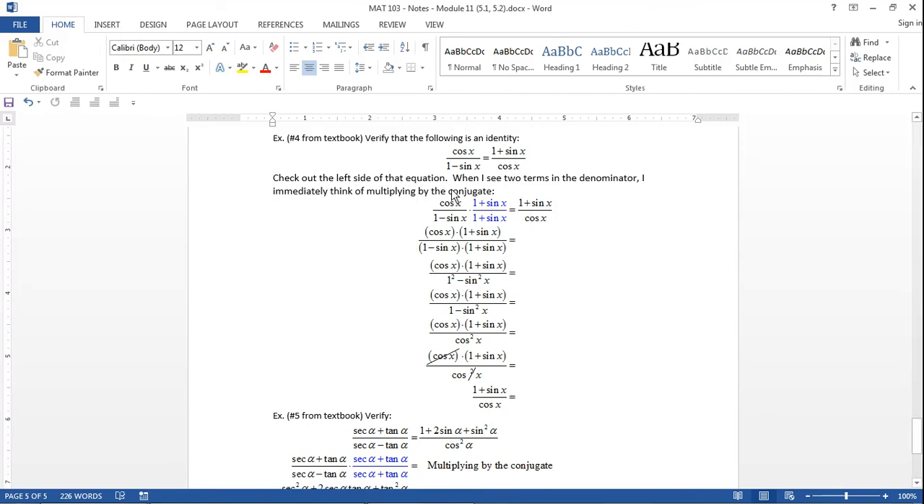So when I've played with this thing and I've gotten the left side to look like the right side, I've just verified this identity is true. I took other things, other rules that I knew were true. I rewrote one side using those rules until I made that side look like the other side. And that was it. Now this may look like a lot of steps, but there's only one important step there, and that's multiplying by this conjugate. Everything else was just simplifying.